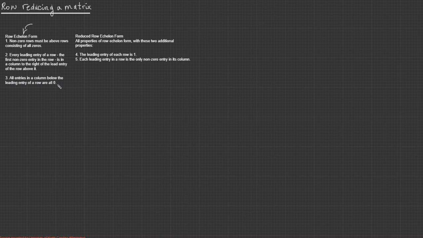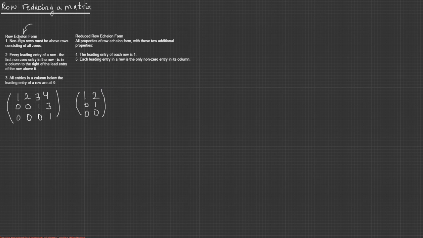Alright, so let's look at some examples to clarify what each of these properties means. So let's look at this one, which is 1, 2, 3, 4, 0, 0, 1, 3, 0, 0, 0, 1. And let's do 1, 2, 0, 1, 0, 0.